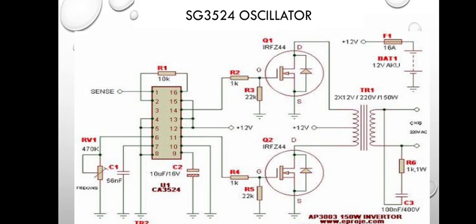So the output of the transformer, if you check carefully, you will see 220 volt, but you will see a capacitor and a resistor connected across. You can eliminate the resistor there, the 1K resistor 1 watt, remove it from there and connect the capacitor. You can use 0.1 microfarad 400 volt, a non-polarized capacitor, so that it will smoothen the output signal also.